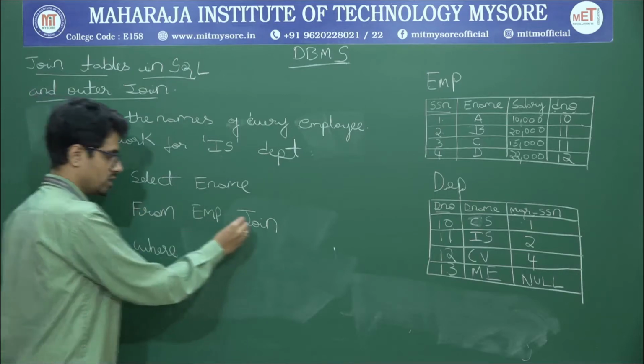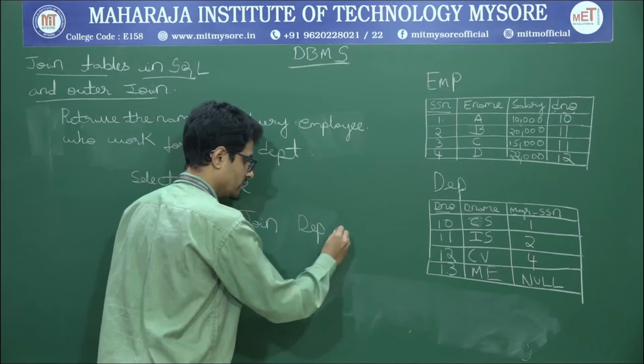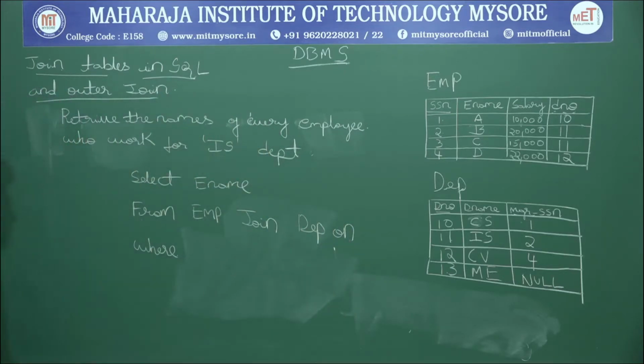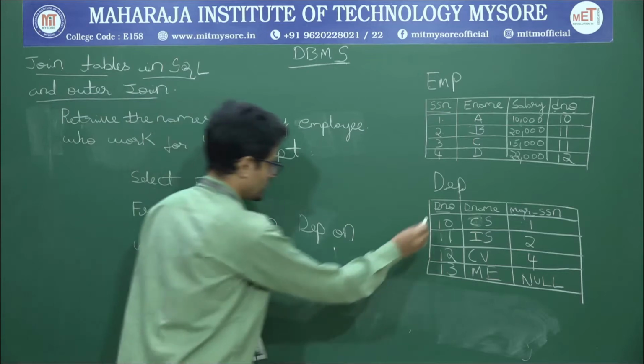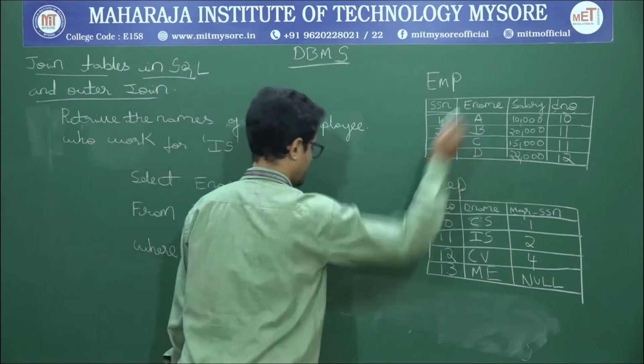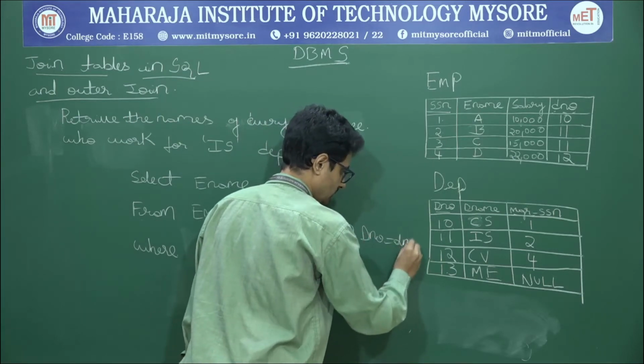From EMP join department on, you are supposed to give the condition. While giving the condition in the ON clause, look for what is common in both the tables. Right now we are joining with respect to what? The works for, so department number and department number. On department number equals department number.